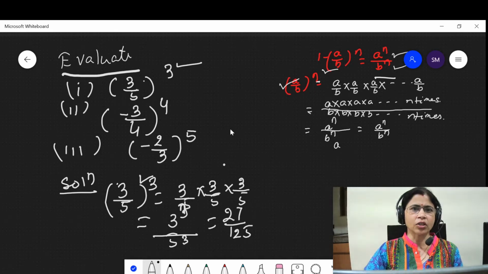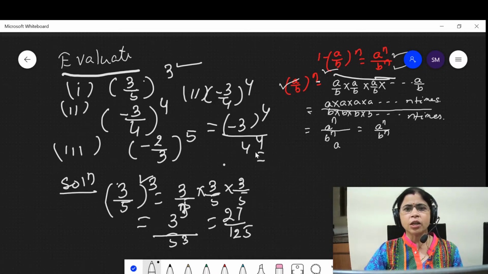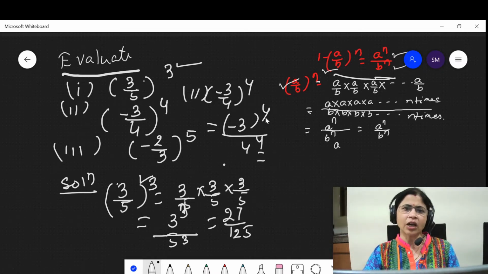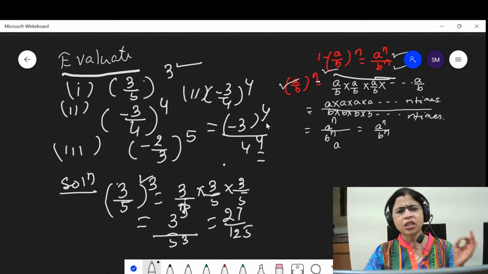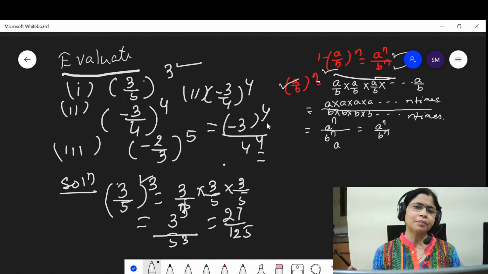Now let us solve question 2, minus 3 upon 4 to the power 4. According to this law, this means minus 3 to the power 4 upon 4 to the power 4. Minus 3 to the power 4 means the exponent is an even number. This is a very important part when you find negative integer exponents.